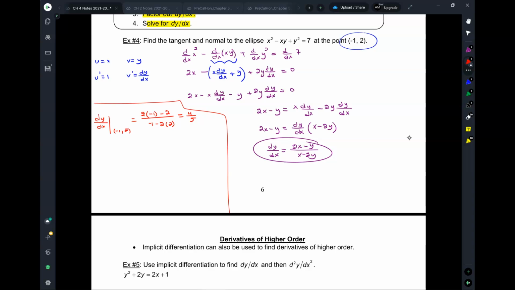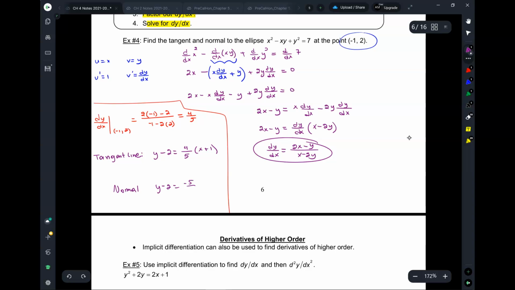And then tangent. Okay. So let's find the tangent line. It's going to be y minus the y value, which is how much? Equal to the derivative, which is 4 over 5, times x plus 1. And then the normal, y minus 2 equal to negative 5 over 4, times x plus 1.